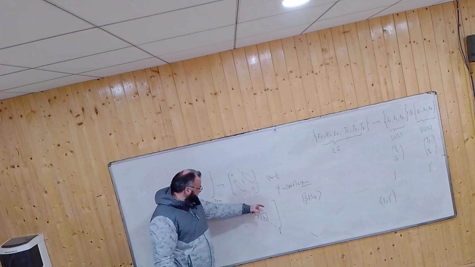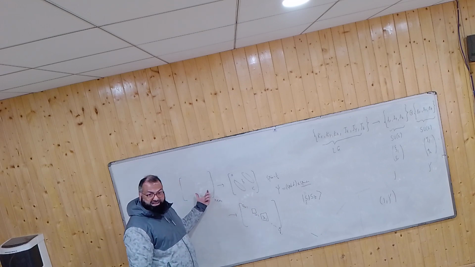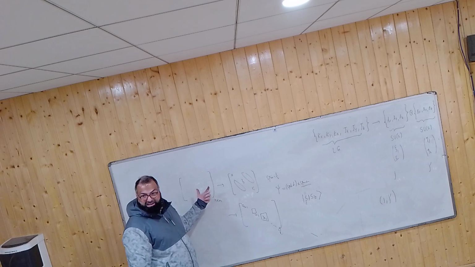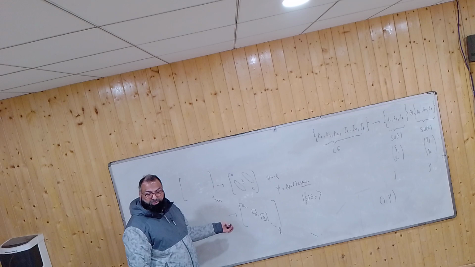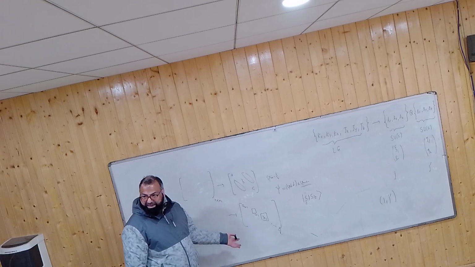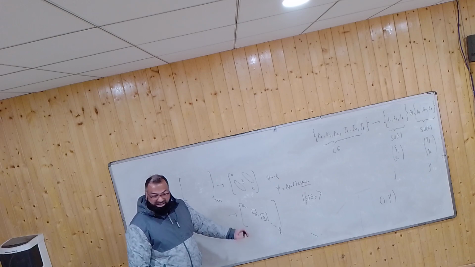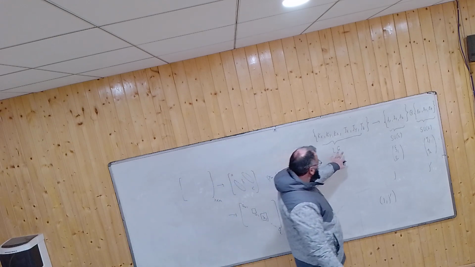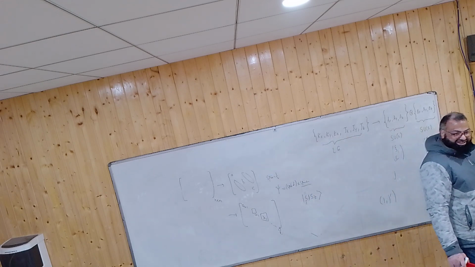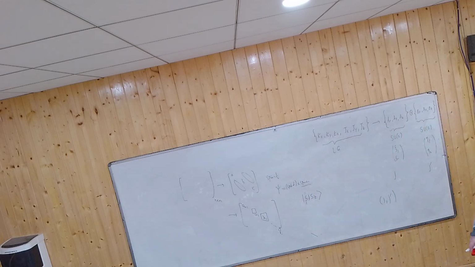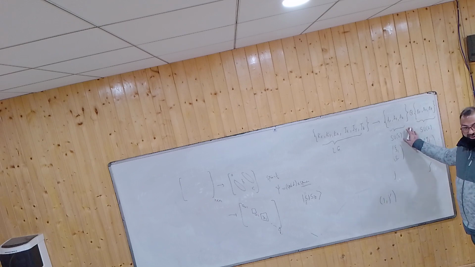I can say this matrix forms an irreducible representation of the original matrix. That means I am not able to decompose it further by any kind of transformation. Everybody clear? Here, what I have done is decomposed these matrices into a new set of matrices which I cannot further decompose. That's why we call this irreducible.